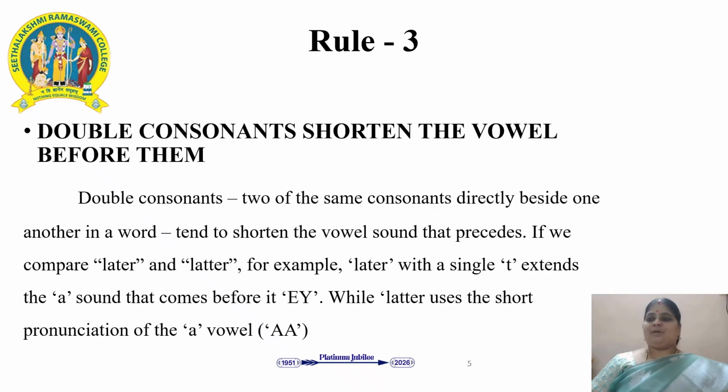Let us look into rule number 3. Double consonants shorten the vowel before them. When two consonants, mostly same consonants, follow a vowel sound, they tend to shorten the length of the vowel sound. For example, let us compare the words later and latter. In the word later, the vowel sound is a bit longer. In the word latter, the vowel sound is a bit shorter.